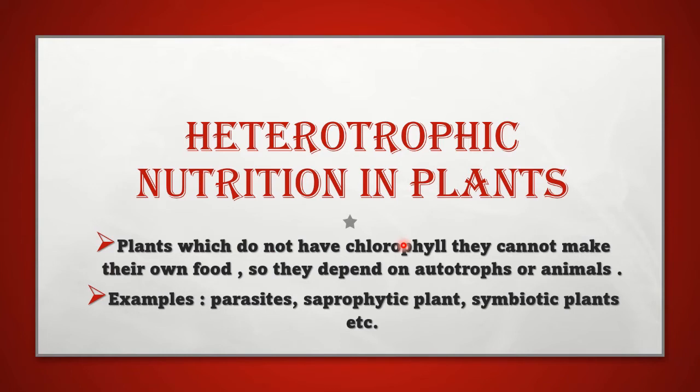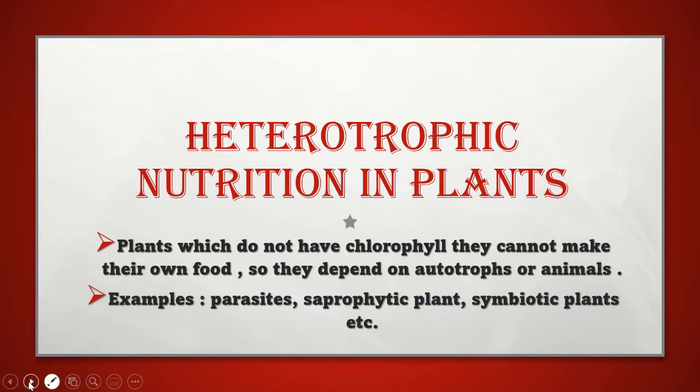Plants which do not have chlorophyll cannot make their own food, so they depend on autotrophs or animals. Such plants depend on food produced by other plants to survive. They show the heterotrophic mode of nutrition, and the plants that follow it are called heterotrophic plants. Examples are parasites, saprophytic plants, symbiotic plants, etc.